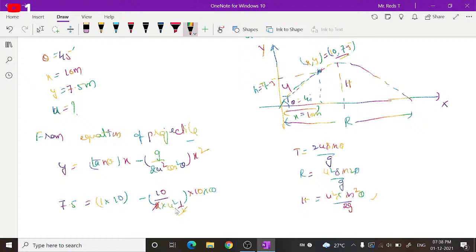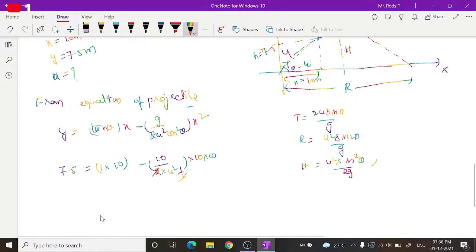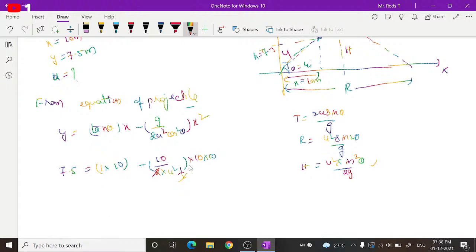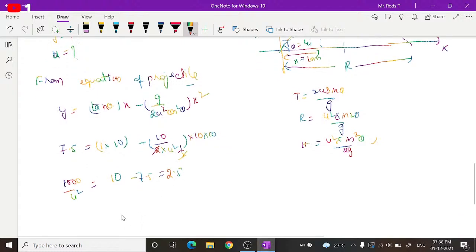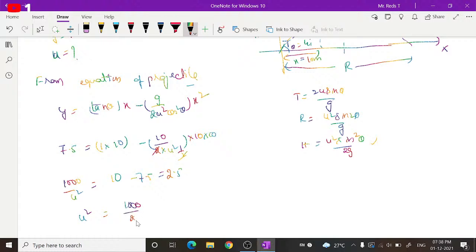Then what you will get here is, you can write like this. If you bring this here, then it becomes 1000 by u square is equal to 10 minus 7.5. How much? 2.5. Then you can write u square is equal to 1000 by 2.5.